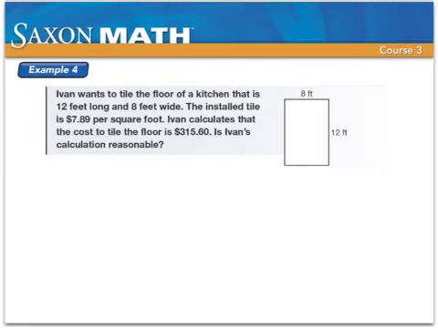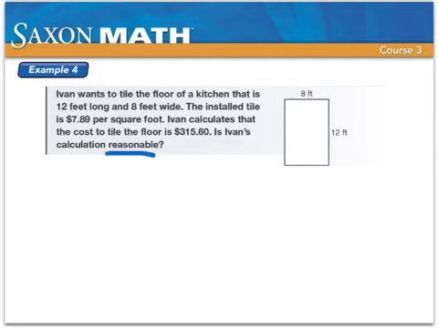Okay, so Ivan wants to tile the floor of a kitchen that is 12 feet long and 8 feet wide. The installed tile is $7.89 per square foot. Ivan calculates the cost to tile the floor is $315.60, and we want to know, is this calculation reasonable? Since they're asking us if it's reasonable or not, we don't need to know the exact answer. We just need to know if he's even close.